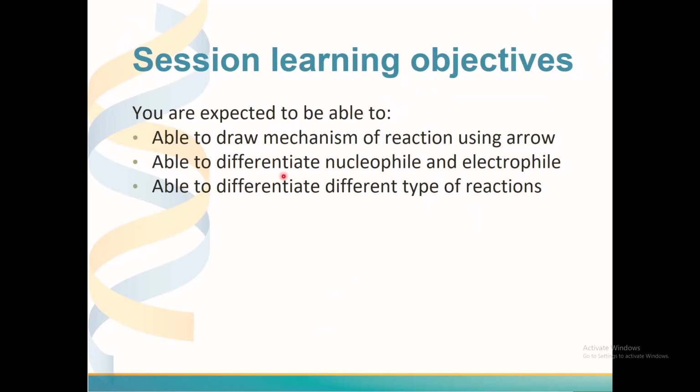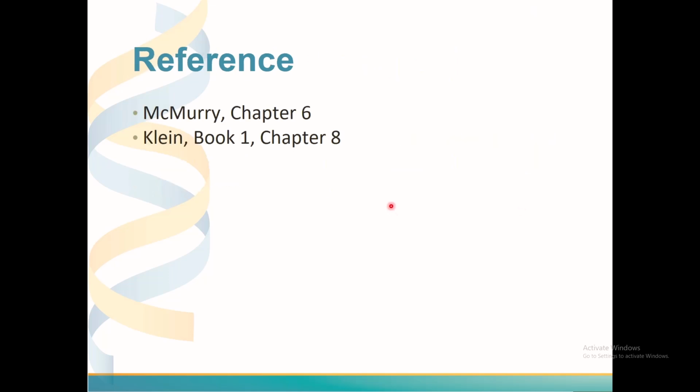The learning objectives for the sessions will be: students are expected to be able to draw the mechanism of reaction using arrows, differentiate nucleophile and electrophile, and last but not least, differentiate different types of reactions. The references that can be read further from the session will be McMurry chapter 6 and Klein, the first book, chapter 8.